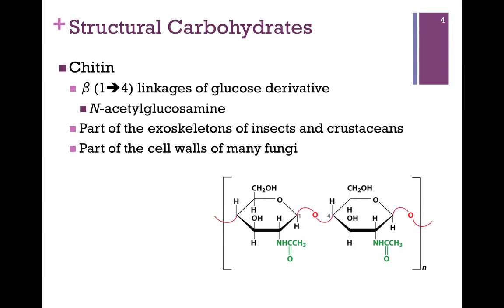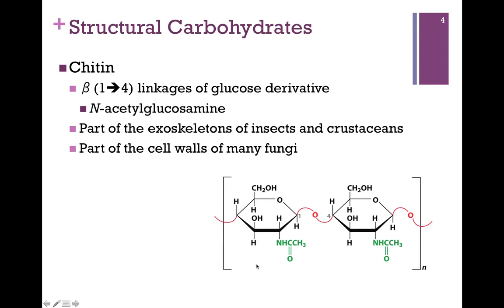Another type of structural carbohydrate is referred to as chitin. Now, just like cellulose, these are beta 1,4 linkages, but the difference is it's not glucose, it's a glucose derivative. In this case, N-acetylglucosamine. So here's the glucose cyclic structure. Our N-acetyl group is in green. Because at the number 2 position we have an amine group rather than an OH, that makes it glucosamine, and we've attached an acetyl group to that amine, and that makes it N-acetylglucosamine.